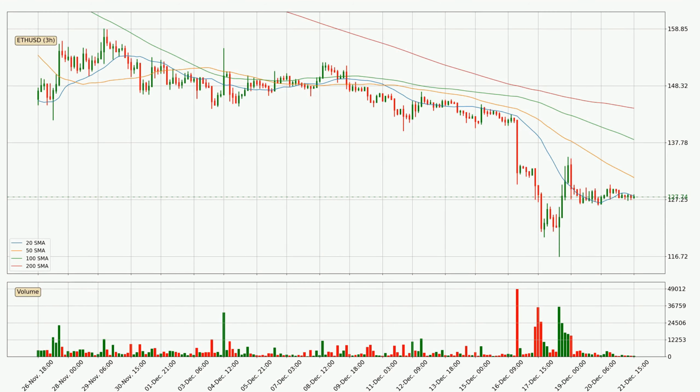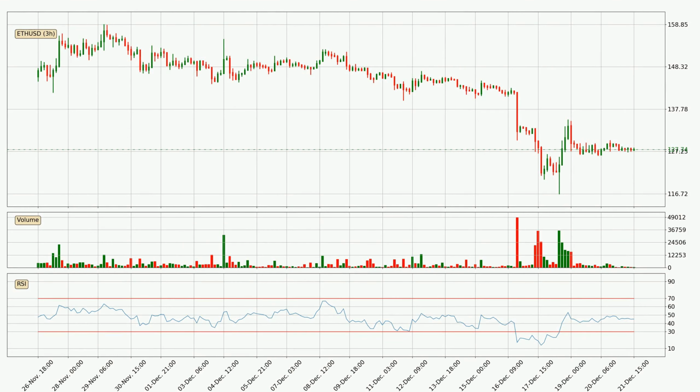Jumping to the 3-hourly simple moving averages, the current price is below all simple moving averages for this time interval, which looks bearish, and it is to watch if the closest SMA, the 20 SMA, will play as resistance or the price will break it to the upside above the current price of around 128. Looking at the 3-hourly Relative Strength Index, the current 3-hourly RSI is at 45, so it doesn't show signs of overbought or oversold conditions at this point.